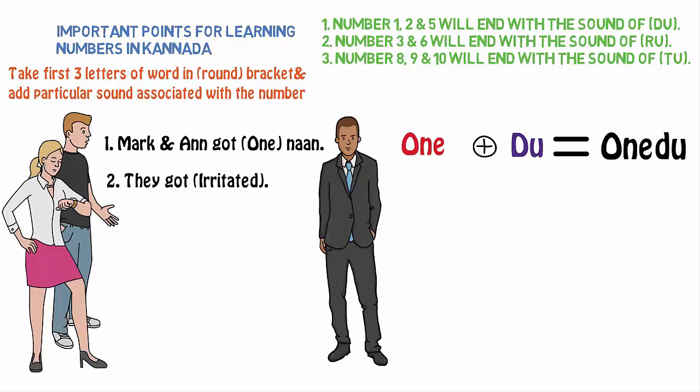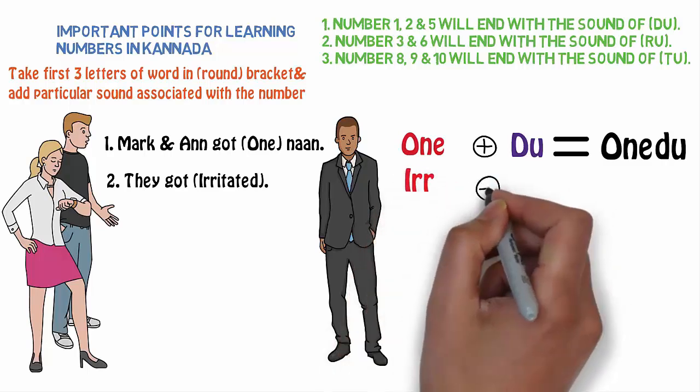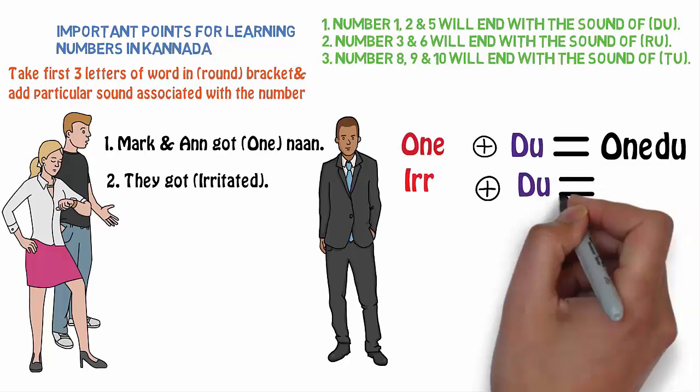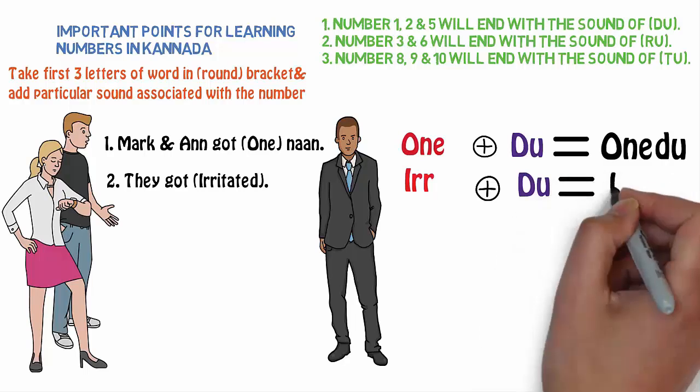Now let's go back to our second line of conversation, which was that once Mark got 1 naan, they got irritated. So our keyword over here is irritated. We'll take the first 3 letters of the keyword irritated, which is I-R-R, and then add the kind of sound which is associated with it, which is do, D-U, do. So now if you combine both the words, it will be irdu. Irdu is the second number in Kannada.